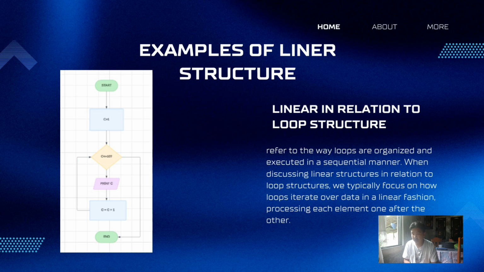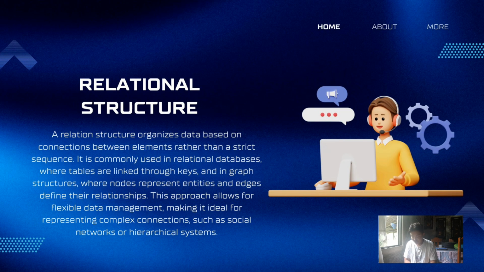So next are relational structures. A relational structure organizes data based on connections between elements rather than a strict sequence. It is commonly used in relational databases where tables are linked through keys, and in graph structures where nodes represent entities and edges define the relationships. This approach allows for flexible data management, making it ideal for representing complex connections such as social networks or hierarchical systems.